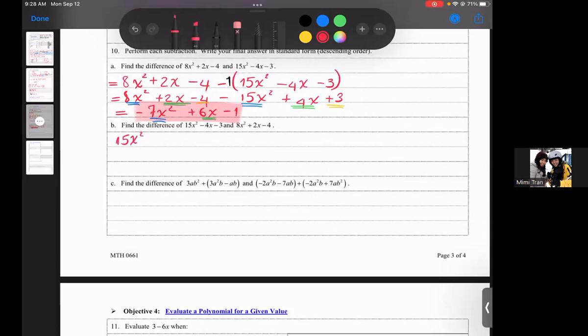So 15x squared minus 4x minus 3 minus ax squared plus 2x minus 4. Make sure you have a parenthesis there. And now you distribute. You write this minus ax squared minus 2x plus 4. Okay, so let's see, I have 15x squared minus ax squared, that's positive 7x squared. I see negative 4x and negative 2x, that's minus 6x. And then minus 3, and then positive 4, so plus 1.